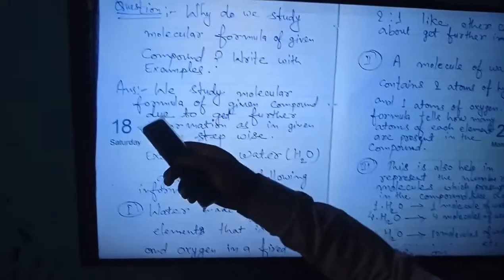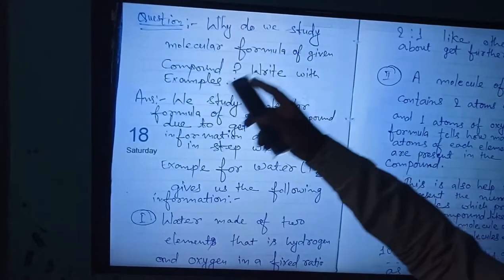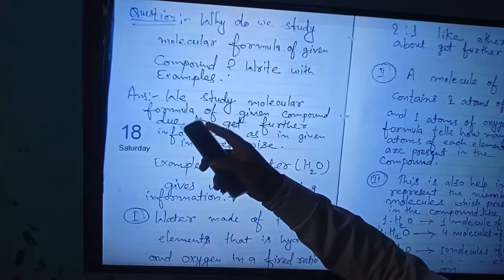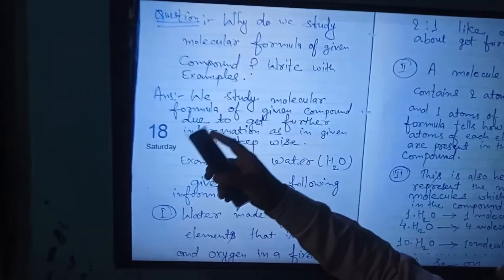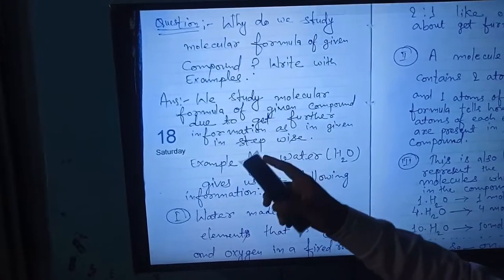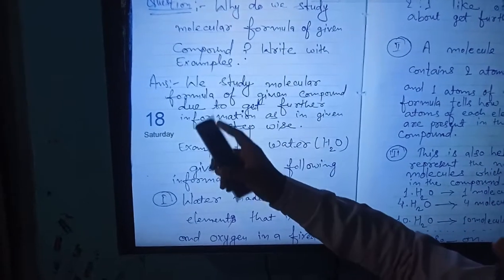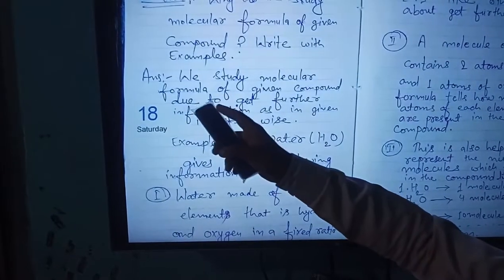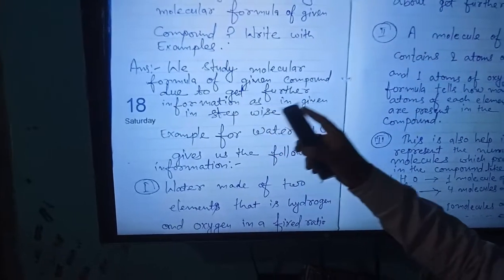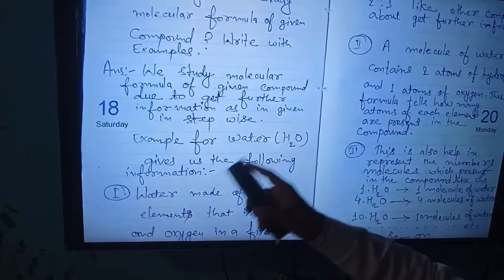Next, one question arises in our mind. Why do we study the molecular formula of given compounds? Write with example. This question gives further information about the molecular formula or chemical formula of the chemicals we study here. We study the molecular formula of the given compounds to get further information, as given step by step.